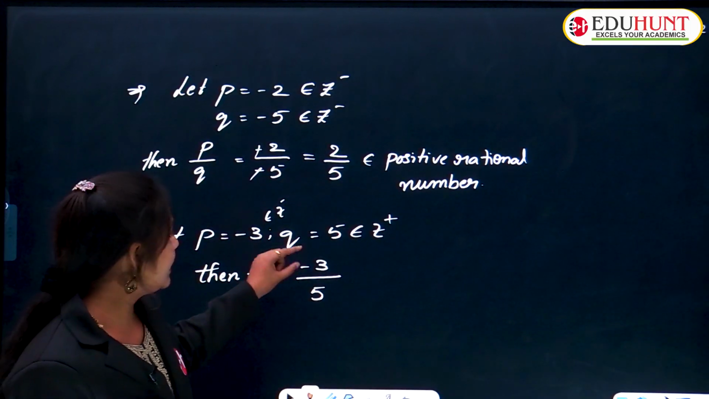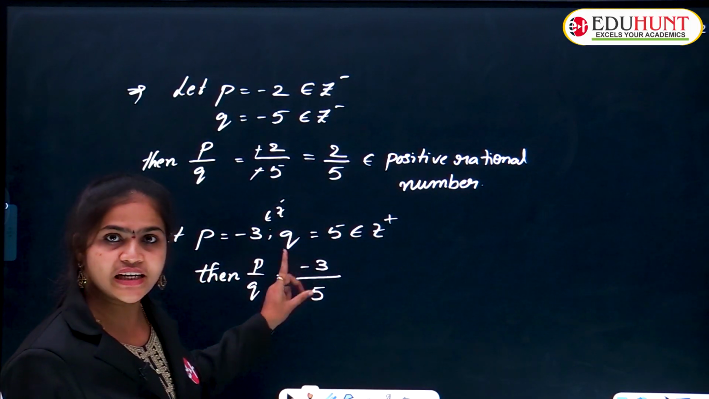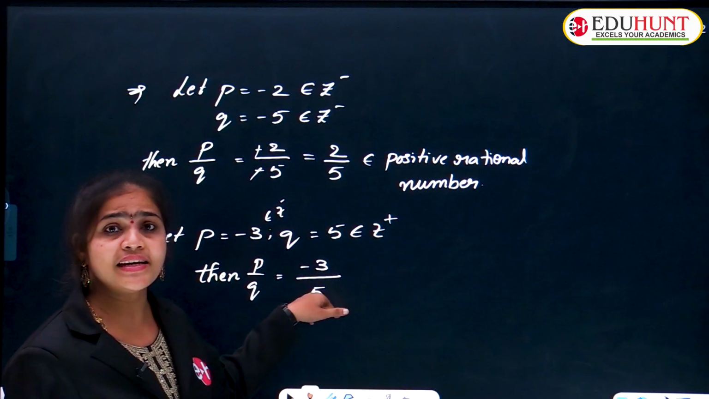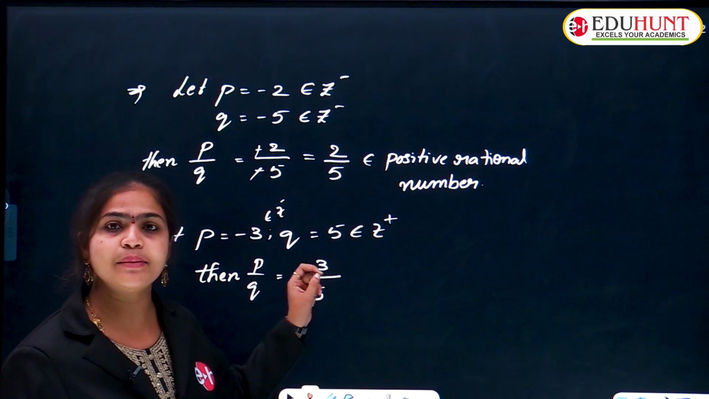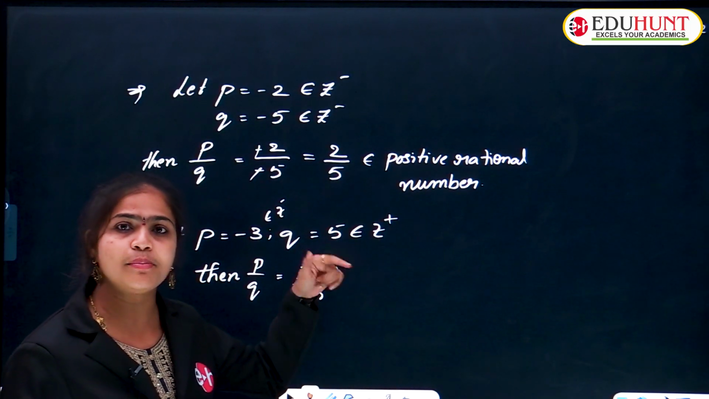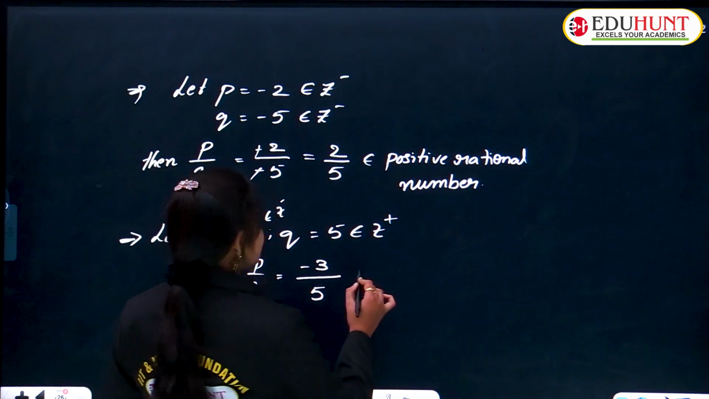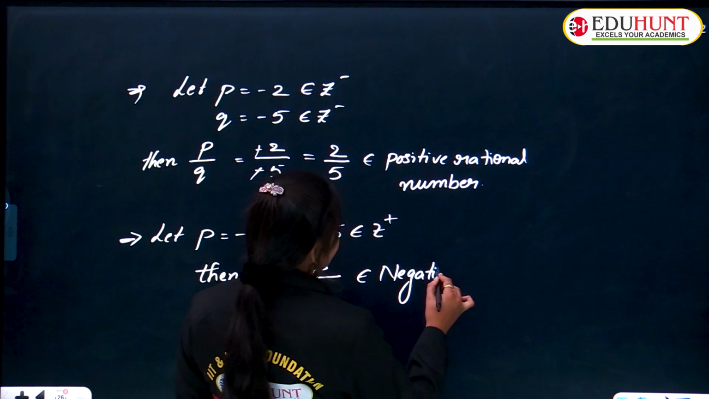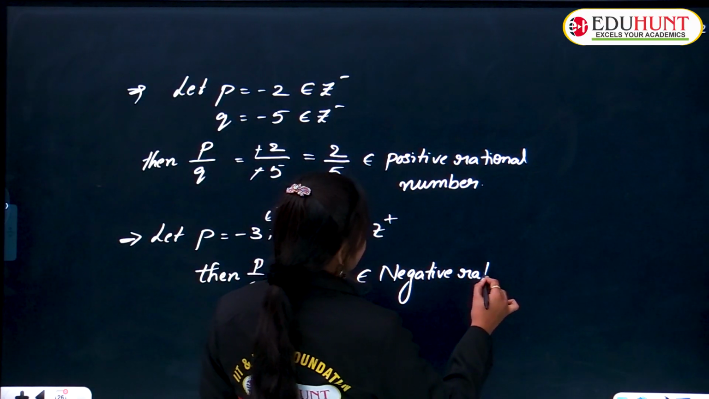Why? Because the quotient of one positive and one negative is always negative. So that's why here again you will get minus 3 by 5 only. Minus 3 by 5. Is that a positive rational number or a negative rational number? Yes, that is a negative rational number.